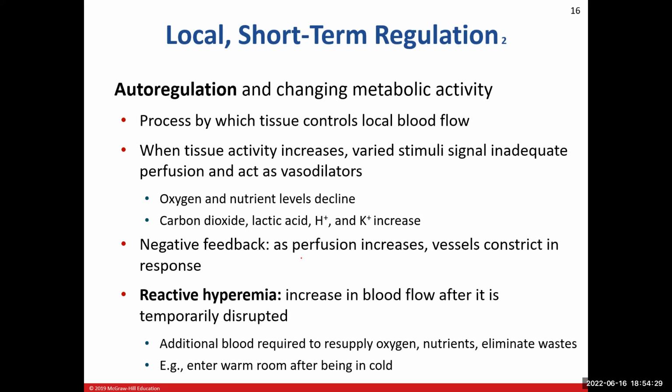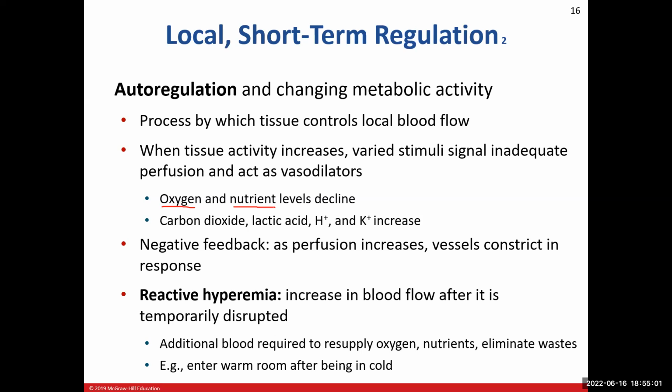So we'll see it here, for example, with oxygen and certain nutrients. Oxygen is great because when oxygen levels are going to be needed for cellular aerobic respiration, they will help with vasodilation. Carbon dioxide, for example, and lactic acid, these are all byproducts of our metabolic processes.